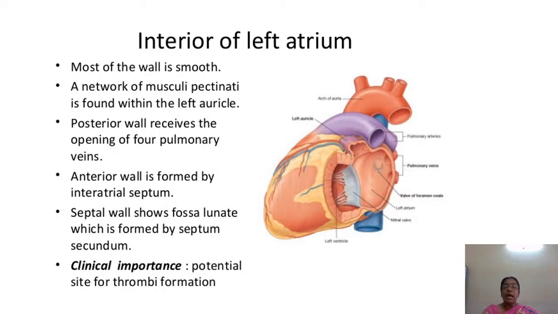One more point: what is the clinical importance of the left atrium? Because the left atrium receives the oxygenated blood, the potential site for thrombus or clot formation is mostly the left atrium.